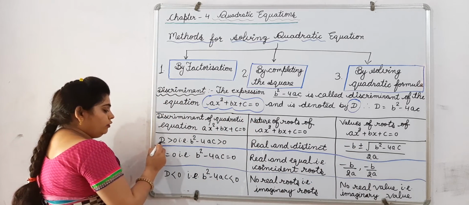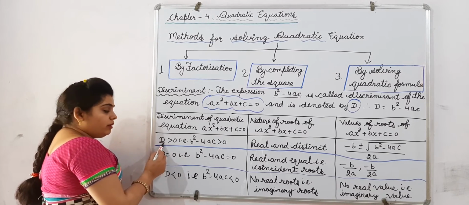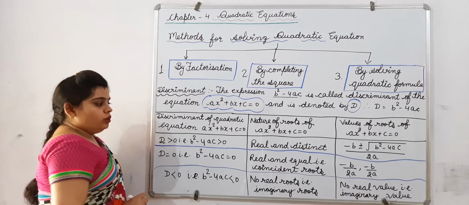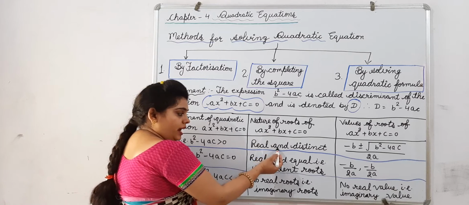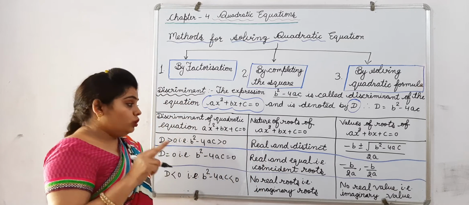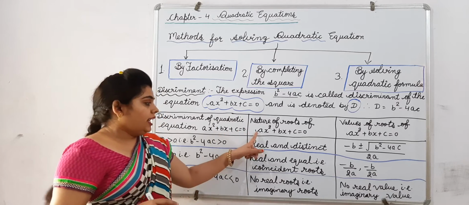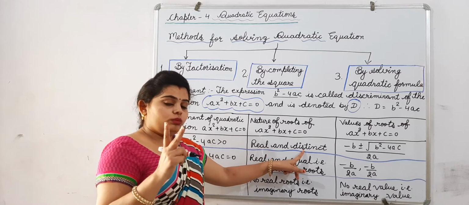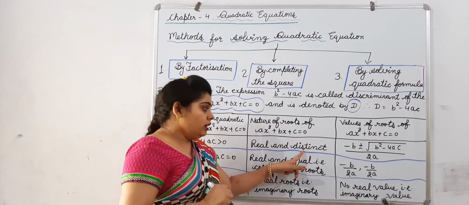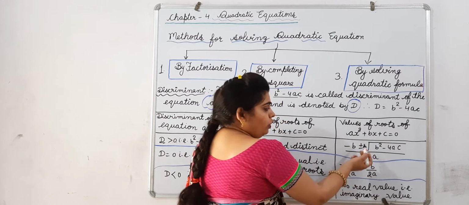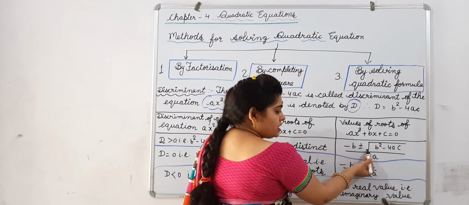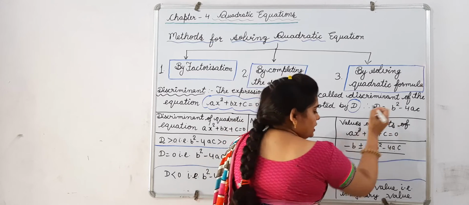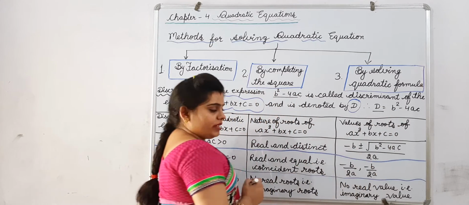Come to the first point. If D is greater than 0, that is b square minus 4ac is greater than 0, then roots will be real and distinct. Distinct means the roots will have two different values, because in a quadratic equation the number of roots is 2. We can calculate the value of the roots by minus b plus minus square root of b square minus 4ac, where b square minus 4ac is the discriminant, divided by 2a.